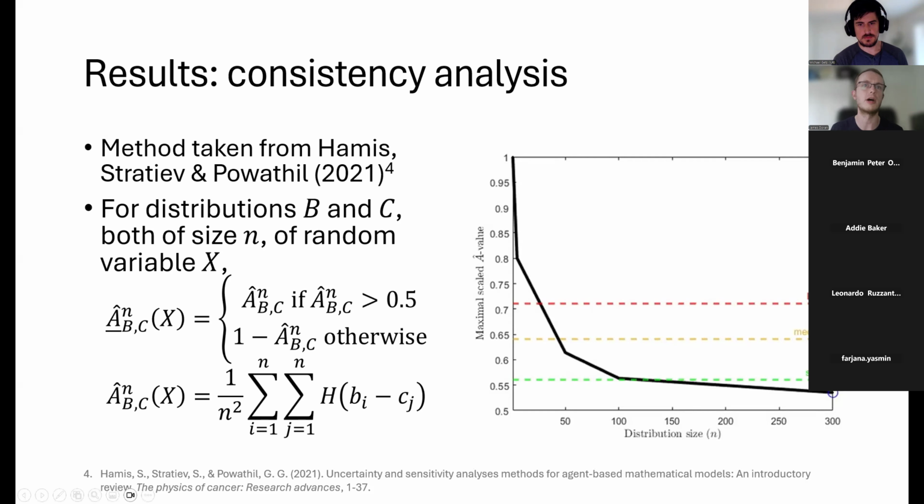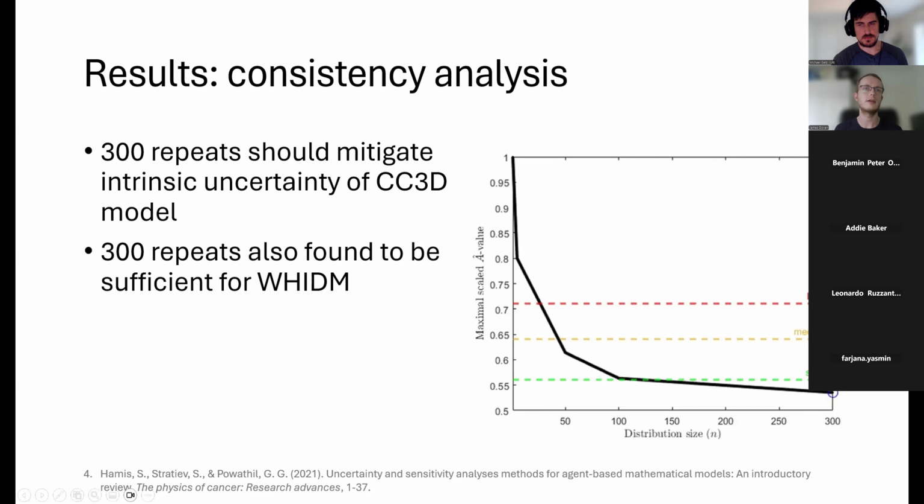So this is some of the maths behind it. I won't go into it in too much depth, but if you are interested, this was taken from a book chapter by Hamish, Strasiev and Powerthill from 2021, and the references are at the bottom of the slide. As I said, 300 repeats, which is what this plot on the right is showing us, should mitigate any intrinsic uncertainty from the stochasticity of the model. This was also found to be the right amount for the original agent-based model by Ruth's group as well. So all results were based on 300 simulations, averaging over those 300 repeats.